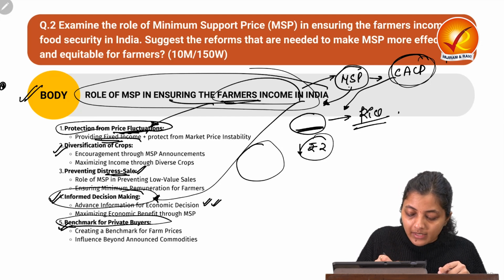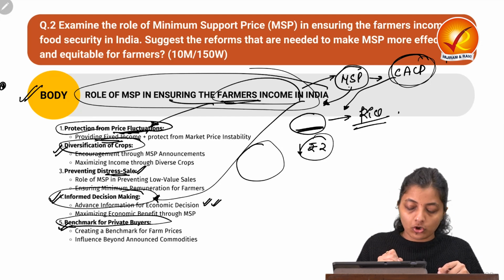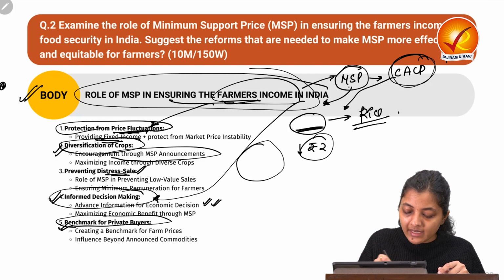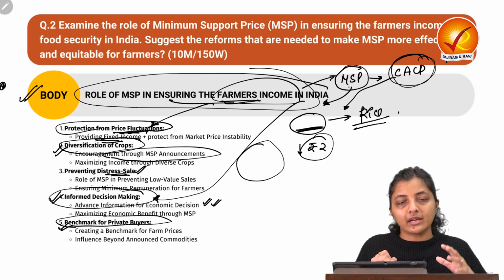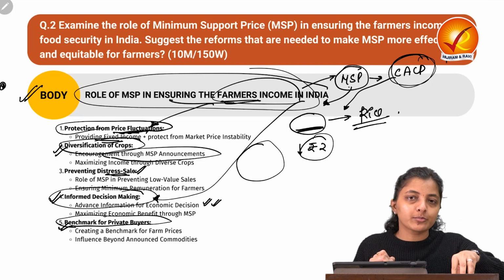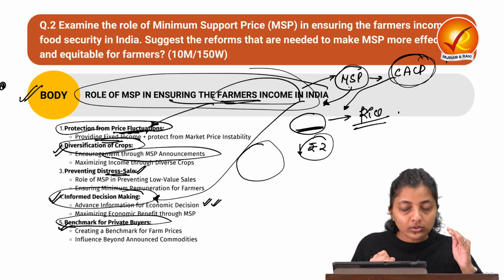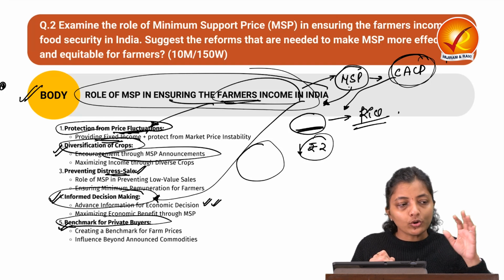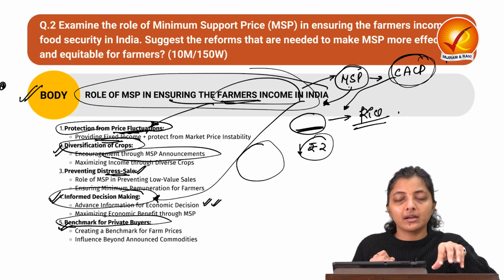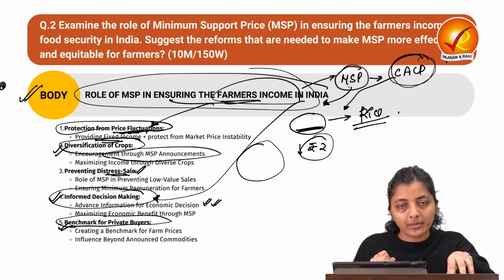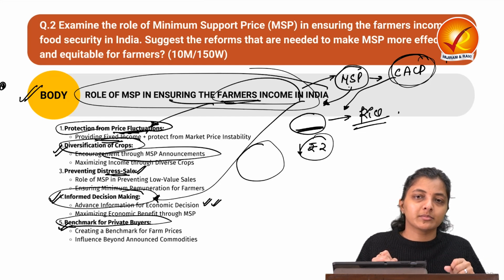And also, it helps in diversification of the crops. How? Because it encourages the farmers through the MSP announcement that yes, if you sow this product, you will be selling this product at this much price. So the farmer has the surety that if I sow this product, I'll get this much amount. If I sow that product, I'll get this much amount.